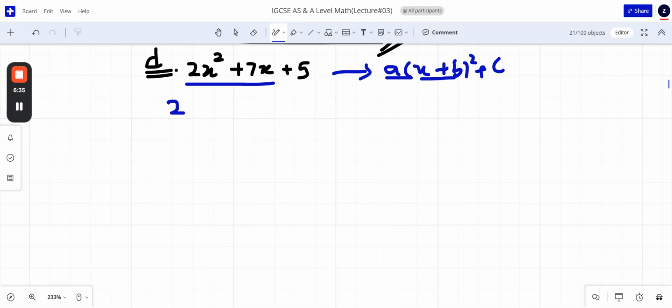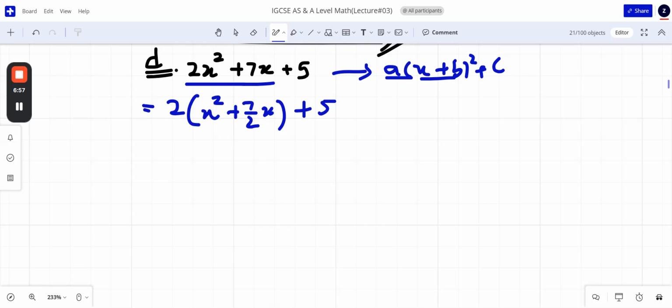So what it becomes: 2 into x square plus 7 by 2 x, plus 5. Factor out means multiply and divide with the coefficient of x square, so the 2 and 2 will cancel out, and 7 divided by 2 x will remain, and plus 5.